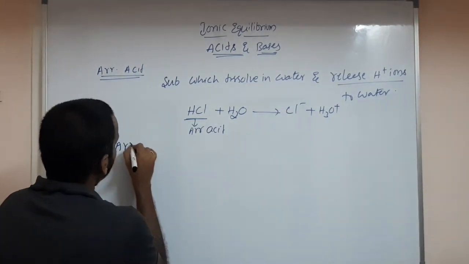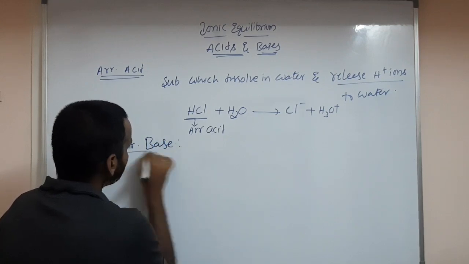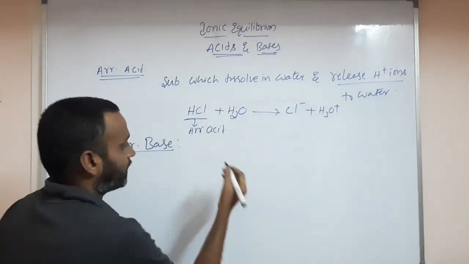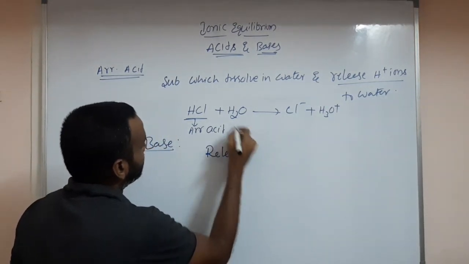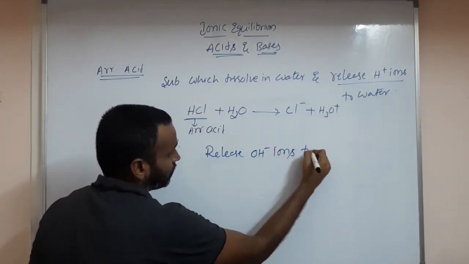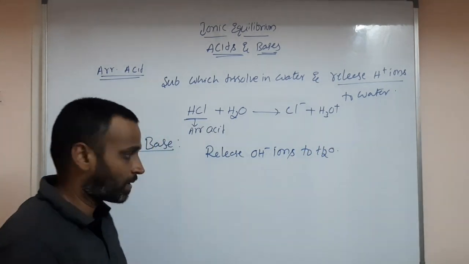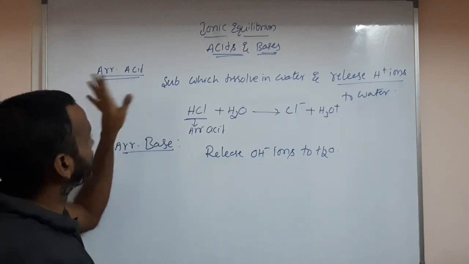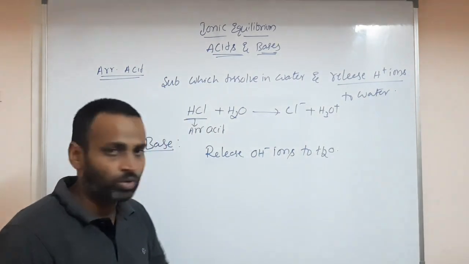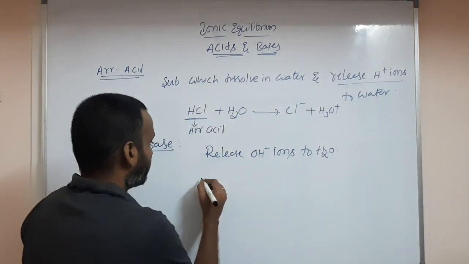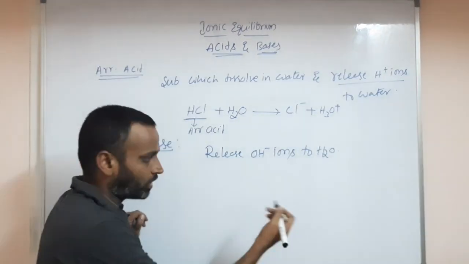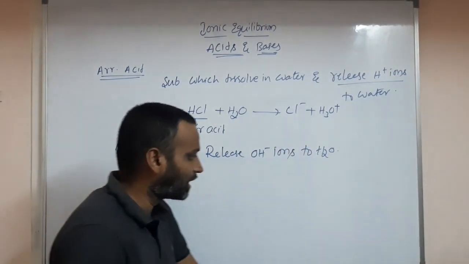So you can say what is an Arrhenius base now. Same, reverse, write down: a substance which dissolves in water and releases OH minus ions to water. That's it. So this is about Arrhenius base. This is about Arrhenius acid. So many things like NaOH, like that. NaOH will dissolve in water and release OH minus to water. Correct? So NaOH, any base, with water, it releases what? OH minus, or not? OH minus concentration increases. So this is about Arrhenius acid and base.